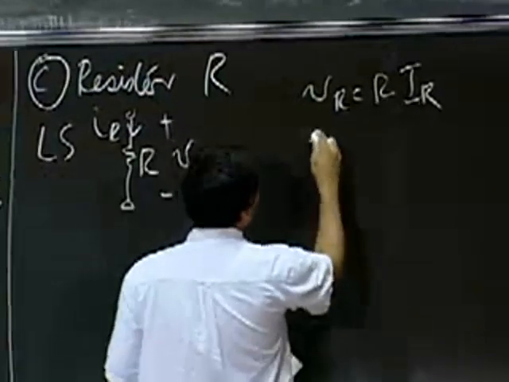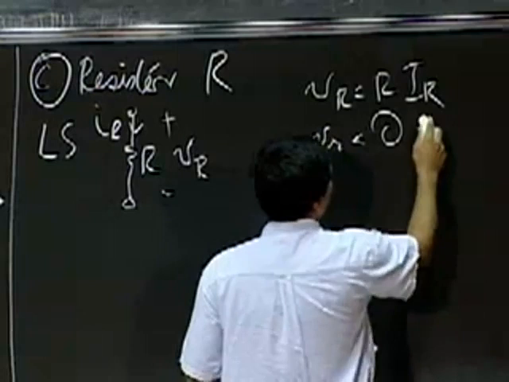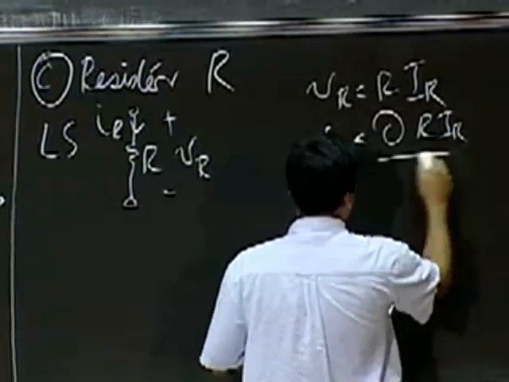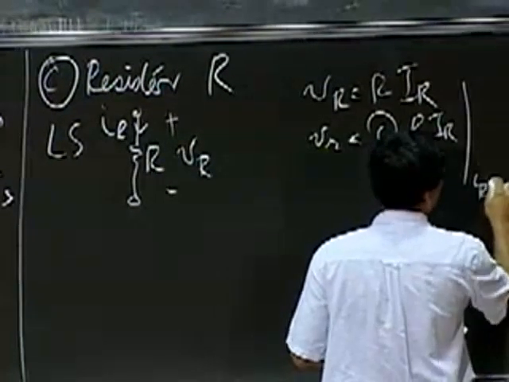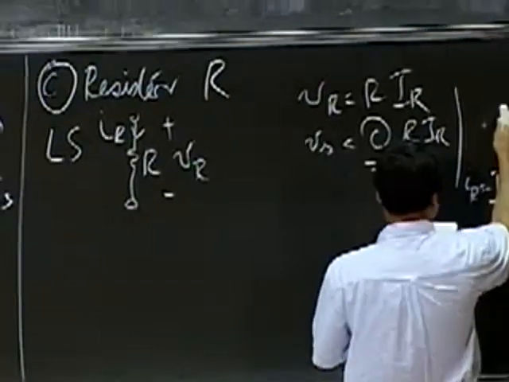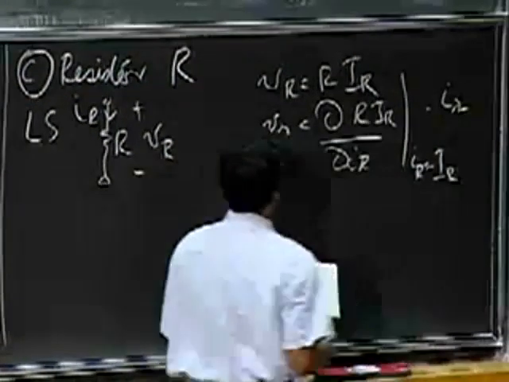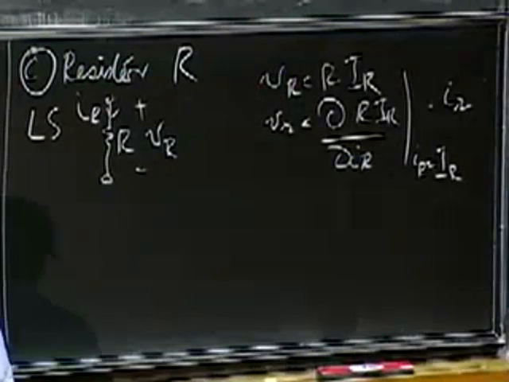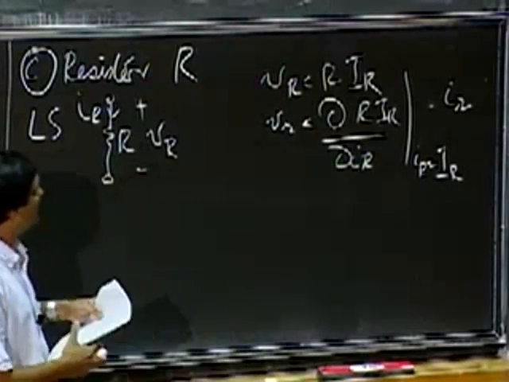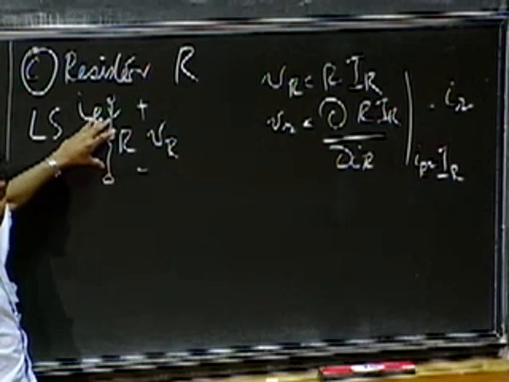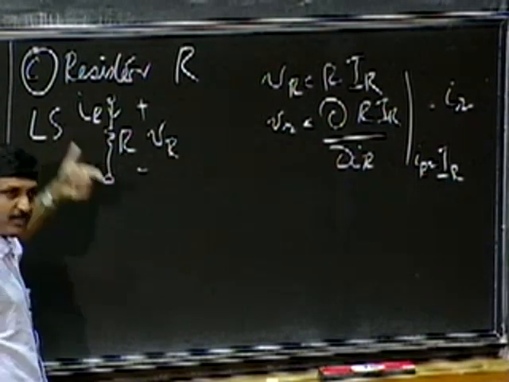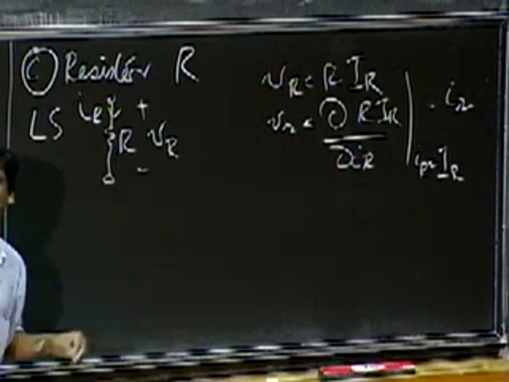And to find the small signal equivalent, I do del of R·IR divided by del IR, for IR calculated at some constant value, times small ir. Okay, so what I'm looking to do is to find out what is the change in the voltage across R for a small perturbation in the current.